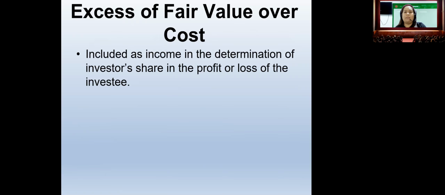In that case, kumita ka na. Doon pa lang kumita ka na. So, it will be included as income in the determination of investor share in the profit or loss of the investee. So, halimbawa, 2019 mo siya in-acquire o 2019 ka nag-invest. Okay? So, sa year 2019, i-recognize mo na as investment income yung excess of fair value over the cost. Okay?